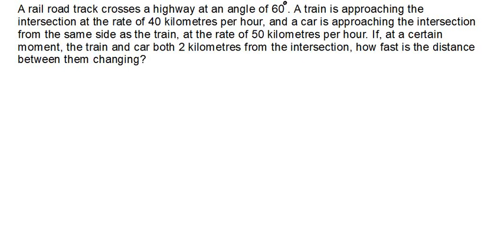Okay, so the question that we have says a railroad track crosses a highway at an angle of 60 degrees. A train is approaching the intersection at the rate of 40 kilometers per hour, and a car is approaching the intersection from the same side as the train at the rate of 50 kilometers per hour. If at a certain moment the train and the car are both 2 kilometers away from the intersection, how fast is the distance between them changing?